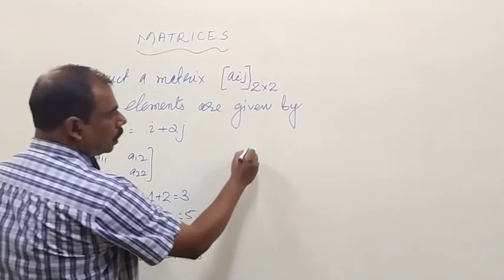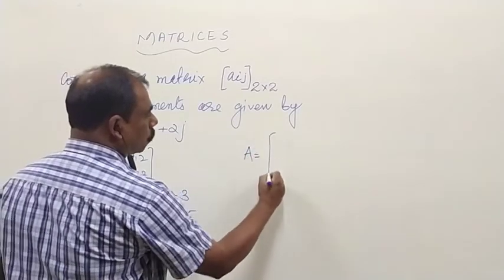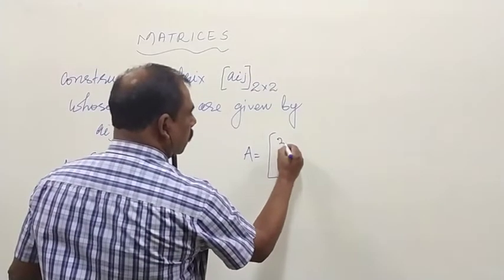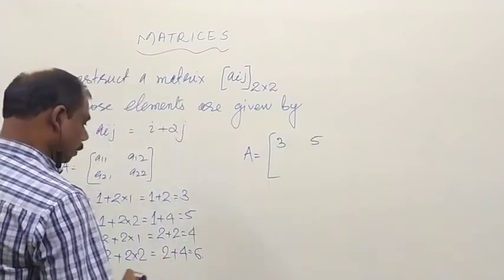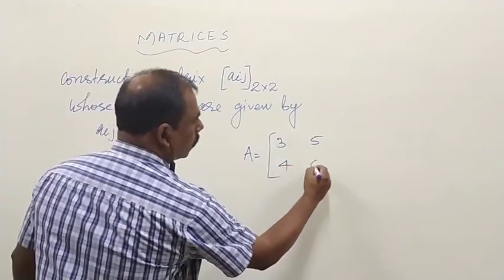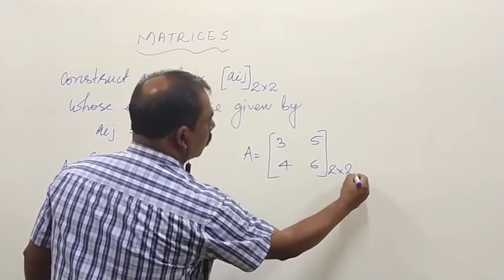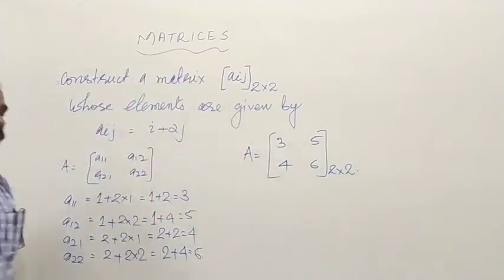Hence, our required matrix A is of the form: first A11, then A12, A21, A22 in the same order. So we get 3, 5, 4, 6, a matrix of order 2 by 2 as asked in the question.